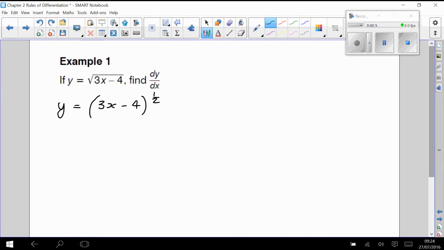I'm also going to identify in my original function what is the f of x function and what is the g of x function. So the f of x in this function is going to be my outer function. In other words, that's going to be x to the half. And then my g of x function is my inner function. And that function is going to be the function of 3x minus 4. If I want to find my derivative of this function, then I must find the derivative of the outer function, and I times that answer by the derivative of the inner function.